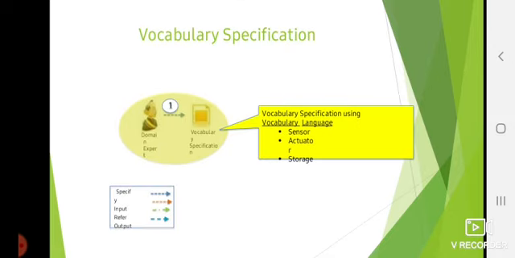Next, we have to see about the vocabulary specification. The vocabulary specification is the basic and important step in IoT application development. The first step is vocabulary specification, where a domain expert specifies the vocabulary. It can be done by using a specific vocabulary language. The sensors, actuators, and storage can be specified by using this vocabulary specification.